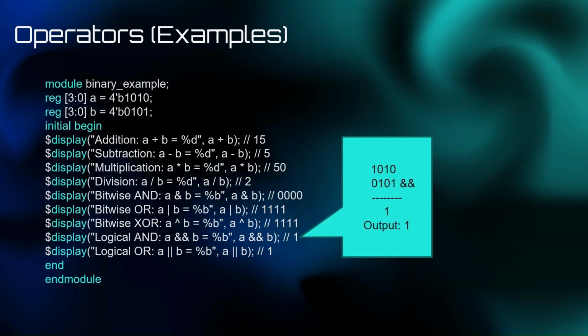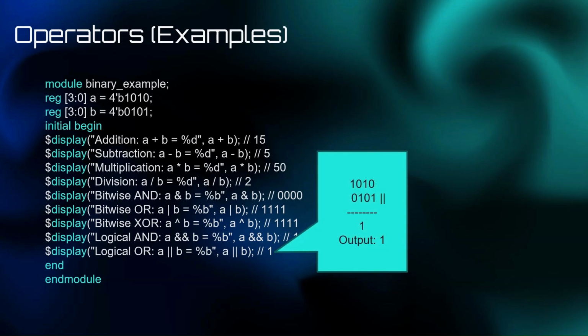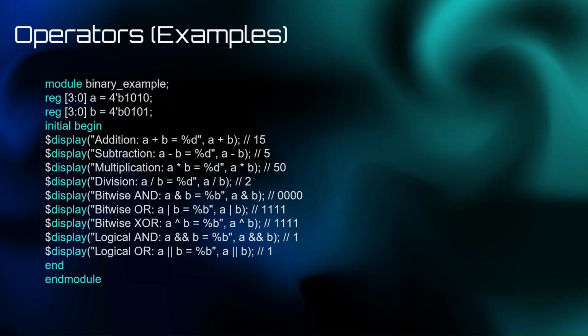Logical operations include logical AND, A && B, which checks if both A and B are non-zero. Since both are non-zero, the result is 1. Logical OR, A || B, checks if either A or B is non-zero. Since at least one is non-zero, the result is 1. These operations are displayed using the $display function.